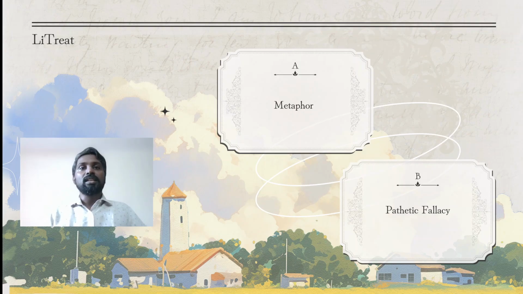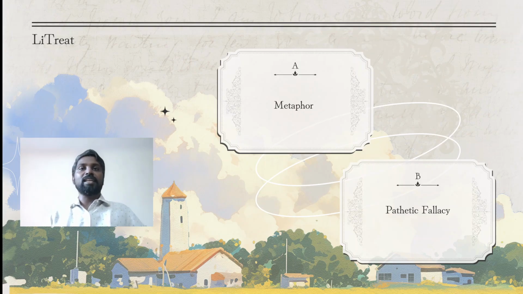Now let's test your understanding with a quick quiz on an actual NET question paper. The sentence, "The cruel sea lashed mercilessly," is an example of metaphor or pathetic fallacy. Take a moment to think about it. The answer actually is pathetic fallacy. The sea here is being attributed human emotions of cruelty and mercilessness.